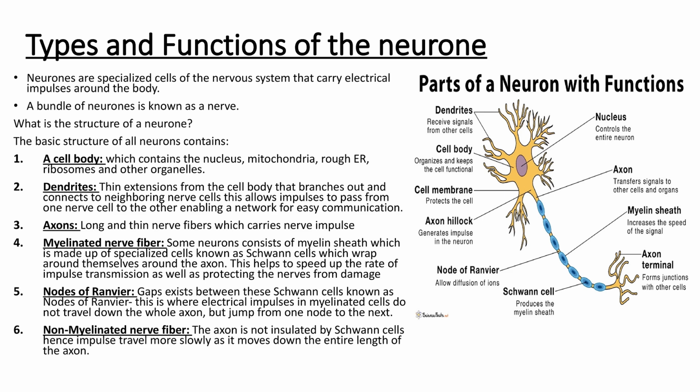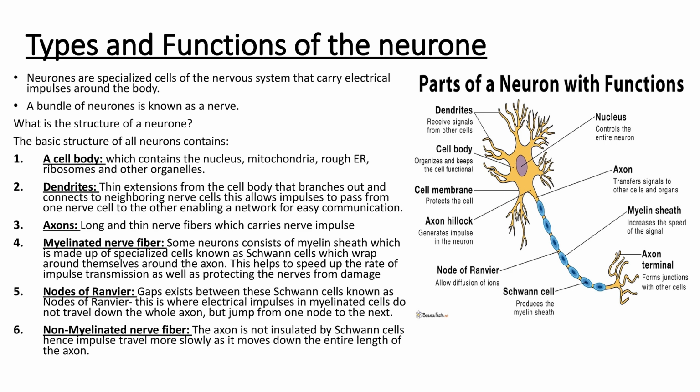The next is dendrites. Dendrites are thin extensions from the cell body that branch out and connect to the neighboring nerve cells. This allows impulses to pass from one nerve cell to the other, enabling a network for easy communication.